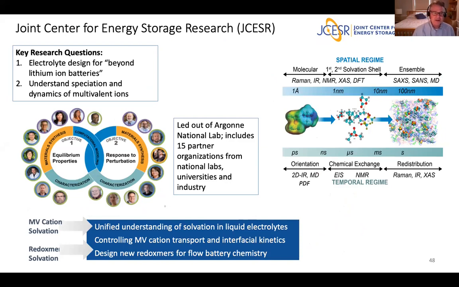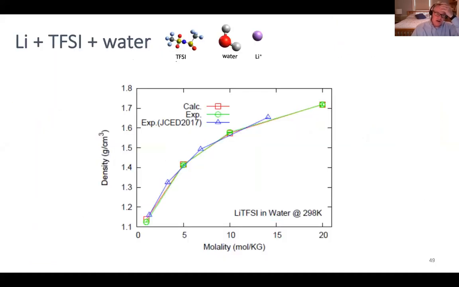We're part of the Joint Center for Energy Storage Research at Argonne National Lab. It's a really large group that's been focused on things like multivalent cations and redoximer solvation. The most recent thing we've been focused on are water-in-salt electrolytes, where, as a solvent instead of an organic, we take water. If it's a very highly concentrated salt in water, it turns out the electrochemical windows can be quite large, much larger than the electrochemical window of pure water.